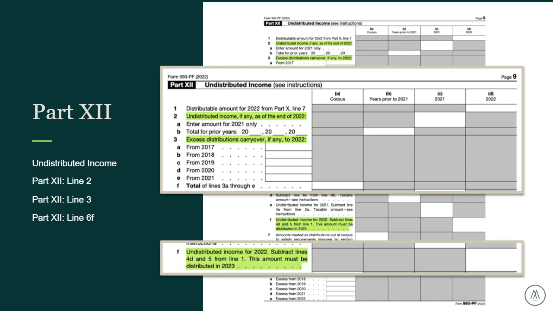Now that's for the current year distributable amount. So for 22, if there's undistributed income, that needs to be covered by the end of the 23 tax year. If you still had a carryover from 21, then you're potentially looking at excise tax on undistributed income, because that 21 undistributed income that carried forward to 22 would need to have been met by qualifying distributions by the end of 22.